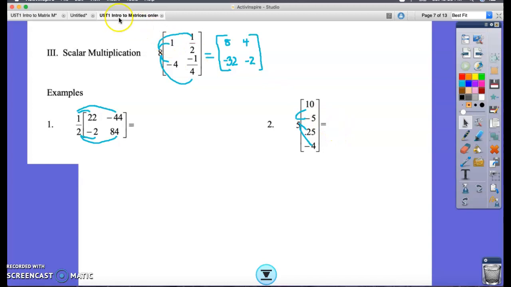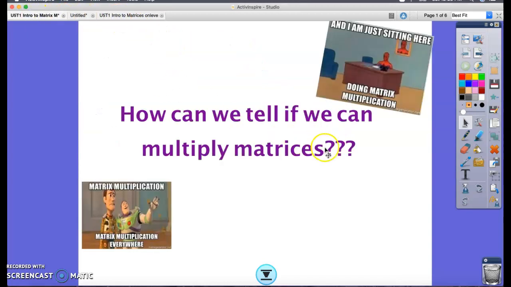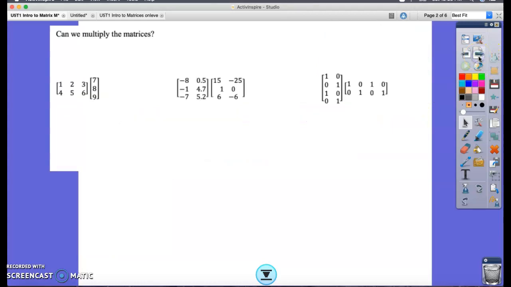Now, today, we're going to talk about multiplying a matrix by another matrix. And the first thing we have to do is learn to see if we actually can multiply it. What do you mean can? Well, there's rules. There's like a stipulation. There's like one little thing that has to be happening. So we're going to talk about, can we multiply the matrices?